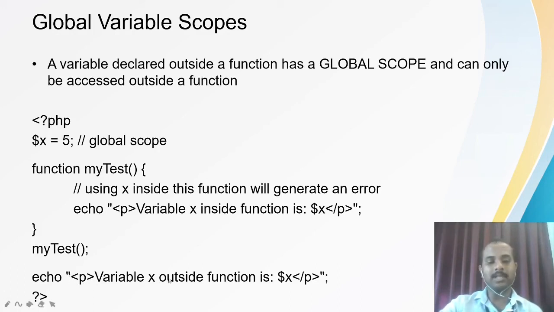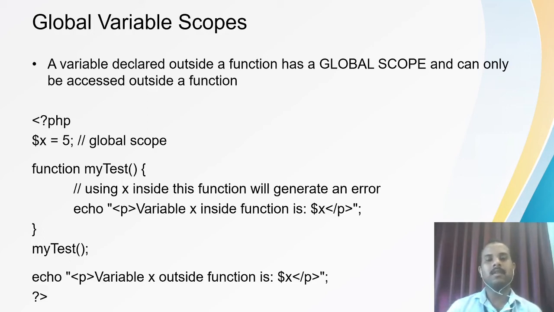But let me print it now, outside the function, with echo. The same command is used here. So here I will get the output, variable x outside the function is 5. But in this place, I will not get the output. The simple reason is that myTest, the local function, will not have access to the global variables.